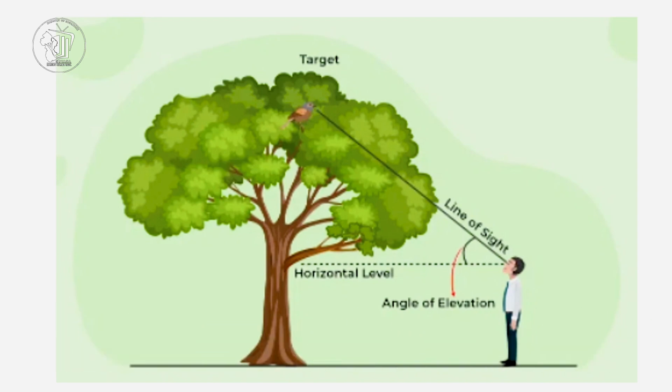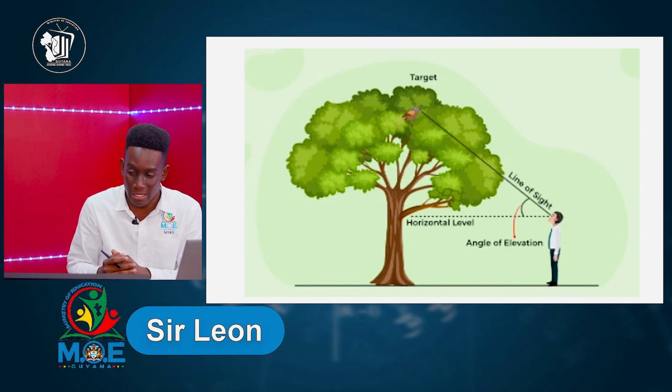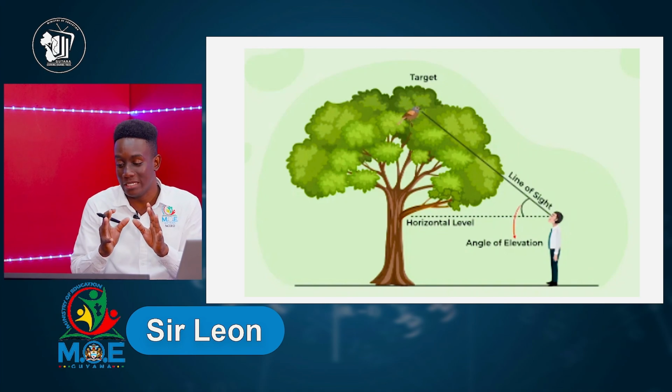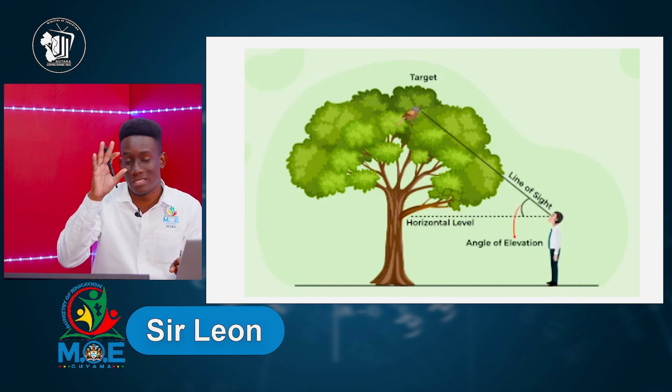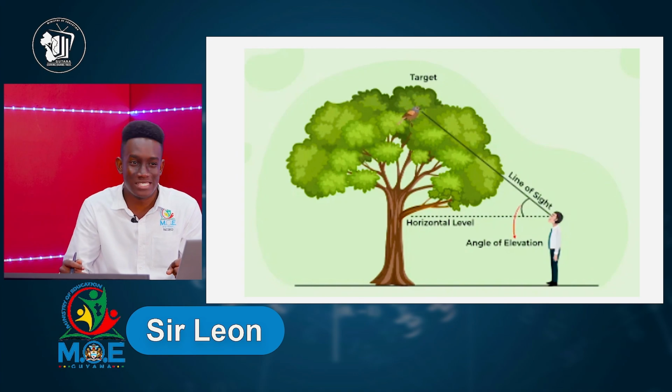Now the angle formed between your normal line of sight, which is straight in front of you, and the line of sight in which you look up at the board in this case, that angle formed between those two is called the angle of elevation. That is the degree in which you look up to see an object above your normal sight, which you would see if you look straight in front of you.